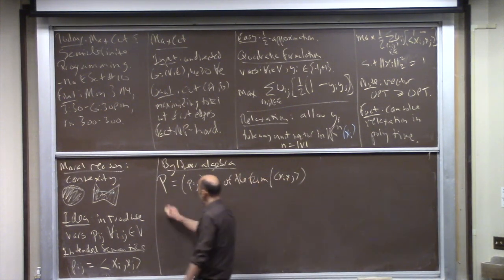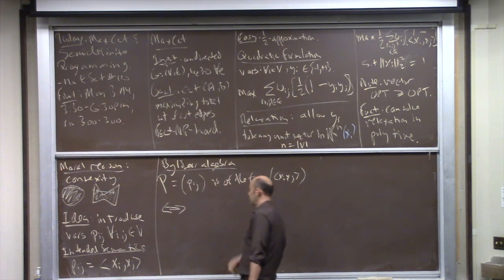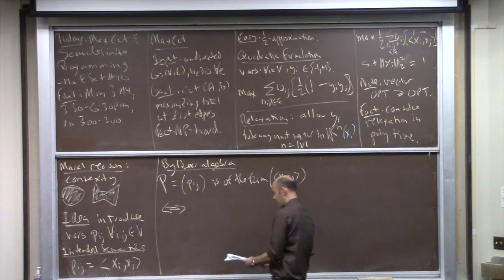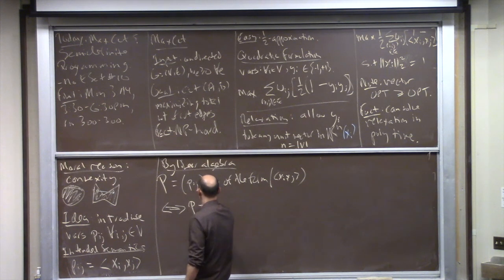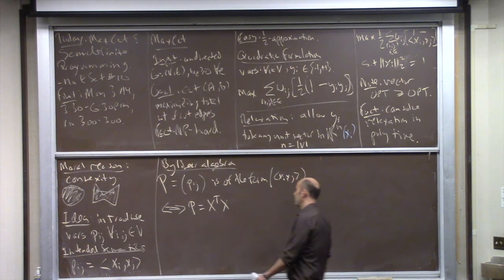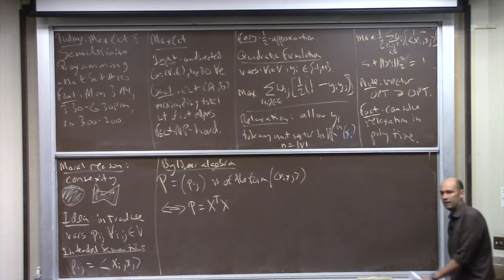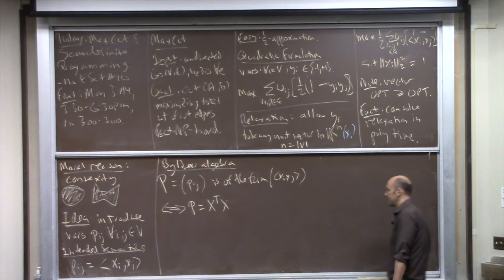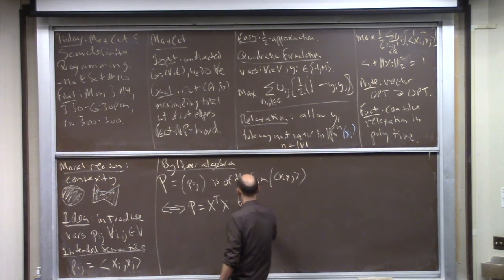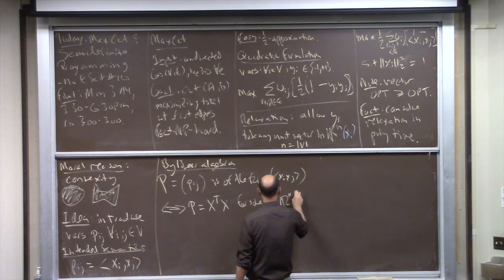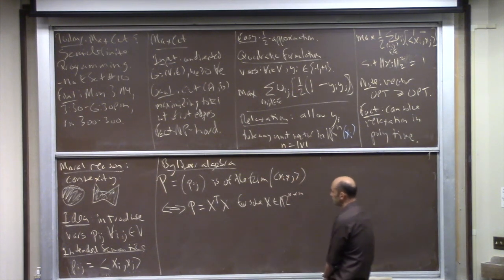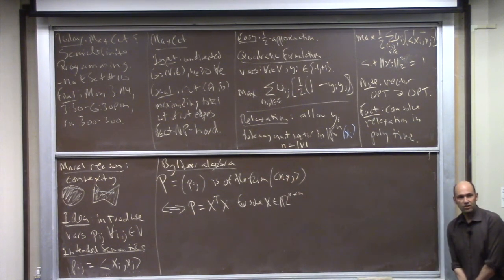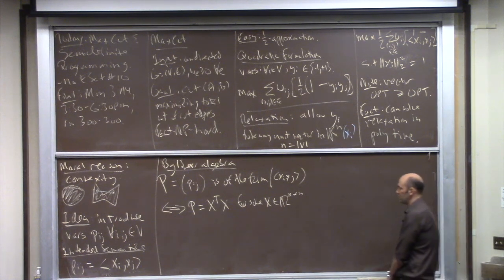So first, let's observe something. This we should be able to understand in real time. This is really just rephrasing the same thing. P has this form if and only if it can be written as basically a square, meaning as x transpose x for some n by n matrix x. And once you remember all the definitions, this is just tautological.